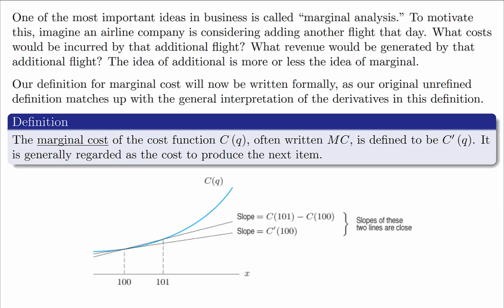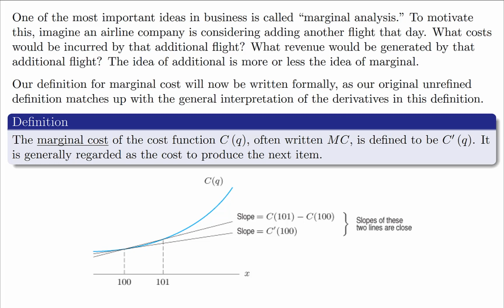So the question that we want to figure out is not so much how do I make a profit, but how do I make greater profits? How do I increase my profits? We often call this marginal analysis. So let's suppose in this example we have an airline company deciding, do we want to add another flight in a given day? We figure out how much it will cost us to get that additional flight, and how much revenue they would get for creating that additional flight. And the idea of additional is the idea of marginal.